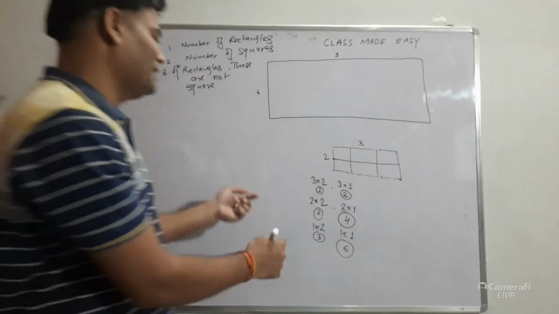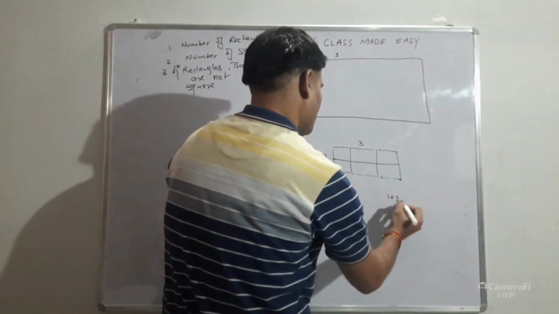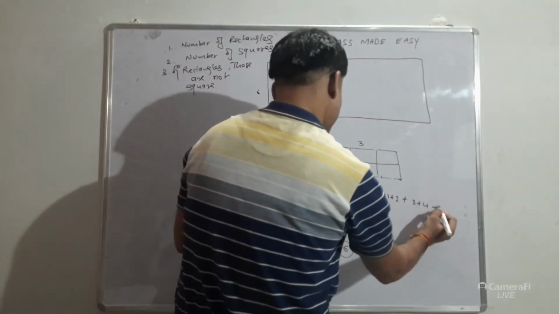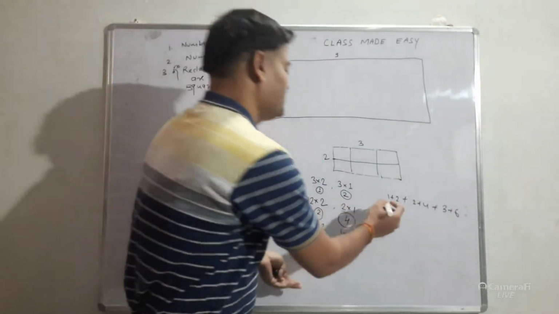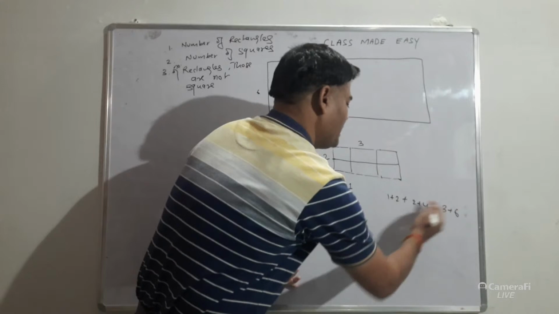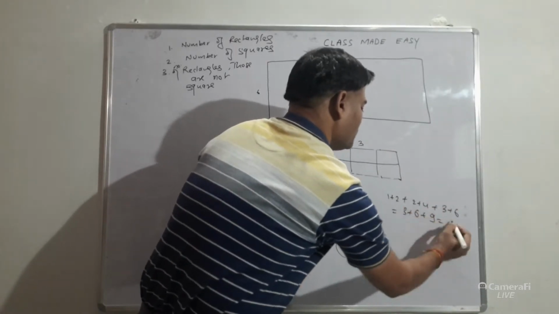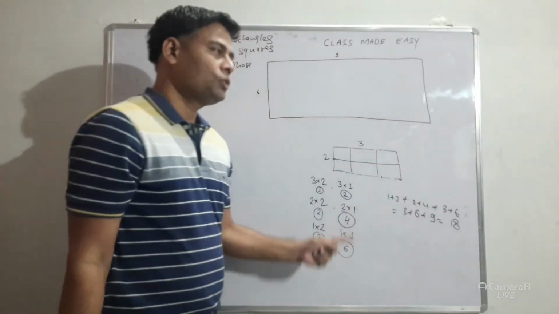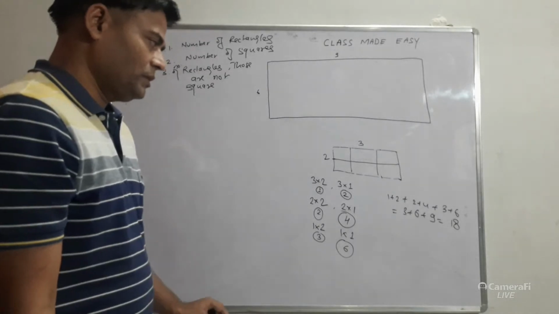So the number of rectangles, if you add these all, 1, 2 plus 2, 4 plus 3, 6. So it is 3, 6 and 9. 3 plus 6 plus 9, so it is 18. So total rectangles are 18.